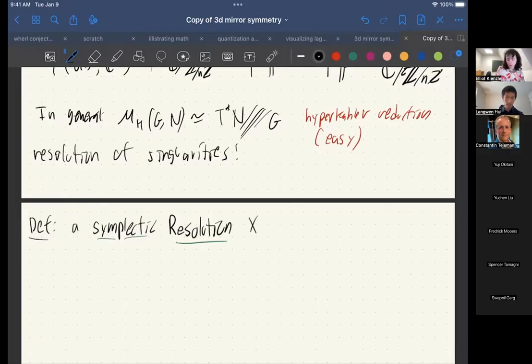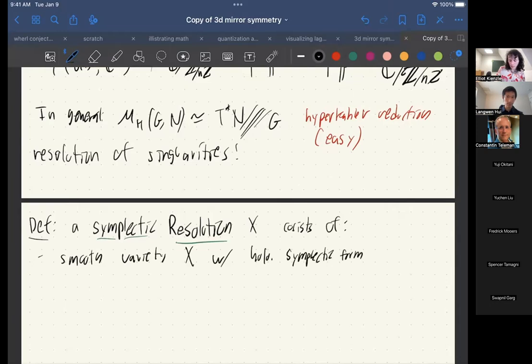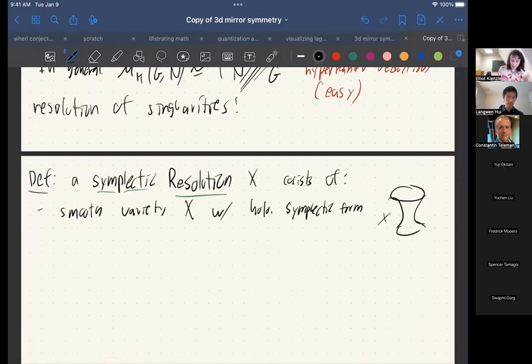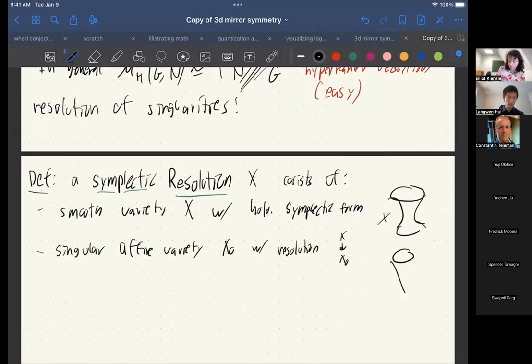It consists of the following data. It's a smooth variety X with an associated holomorphic symplectic form. And a good picture to have is that of this sort of hyperboloid. It's our X. And it also has a singular affine variety X_0 with a resolution going from X to X_0. And that's this sort of double cone picture.